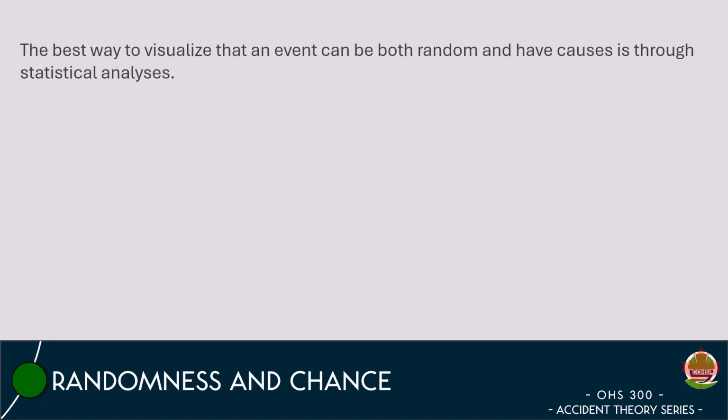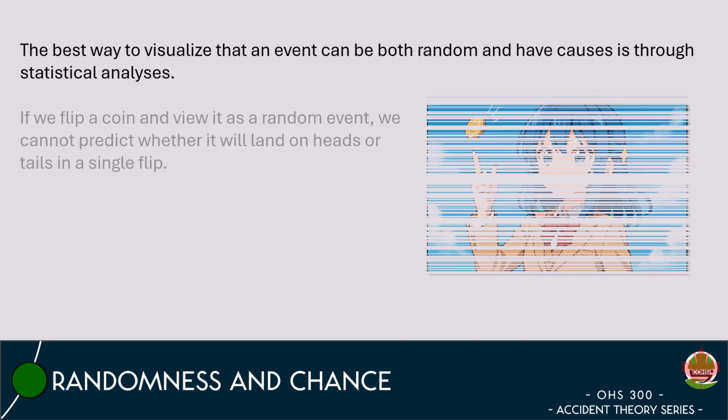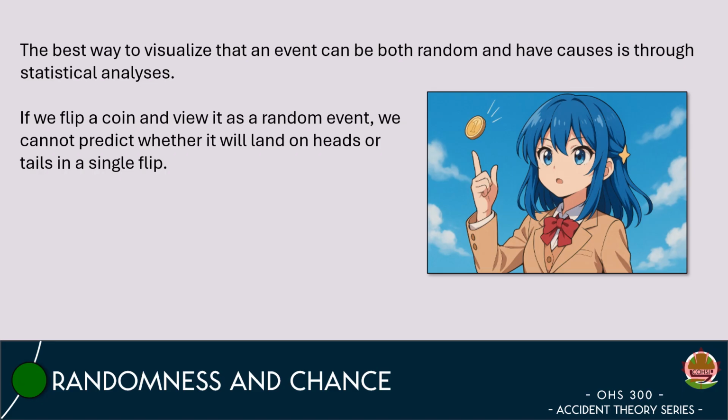The best way to visualize that an event can be both random and have causes at the same time is to unfortunately dip our toes into statistical analyses, mainly the study of probability and how it relates to randomness and chance. Randomness, chance, and probability are all concepts that deal with uncertainty. If we were to flip a coin and view it as a random event, we cannot predict whether the coin will land on heads or tails in any single flip.